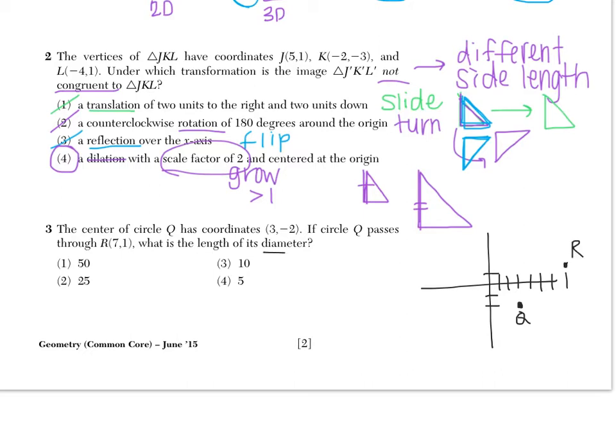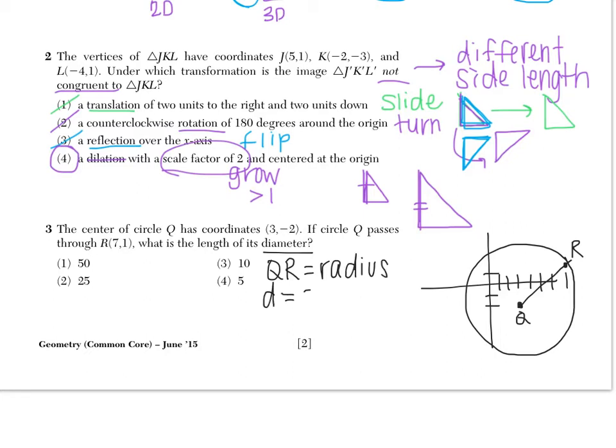What is the length of the diameter? So what we're saying here is we have Q as the center and R as a point on the circle. So that means that QR is the radius. But we're asked to find the diameter, and we know that diameter is twice the radius, 2r. So if we find the length of QR, or in other words the radius, then we just have to double that in order to find our final answer.